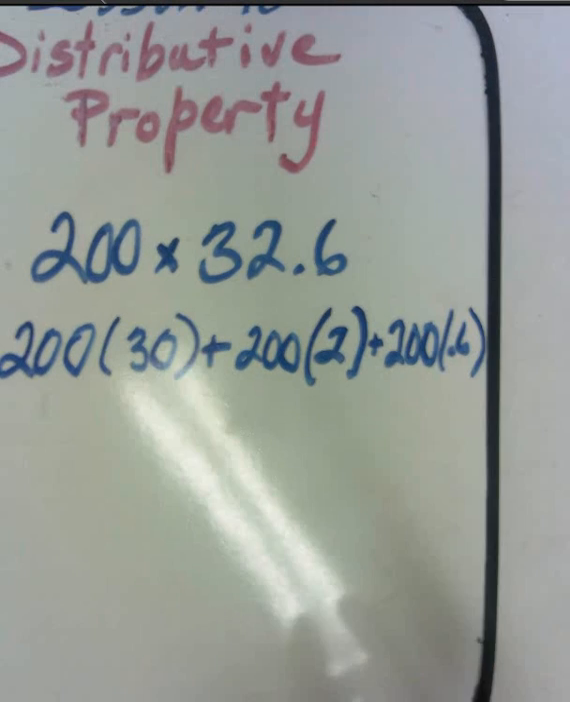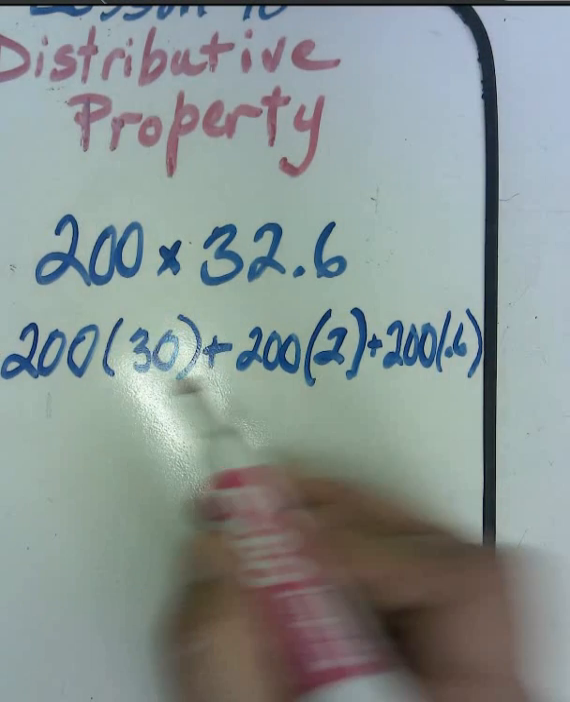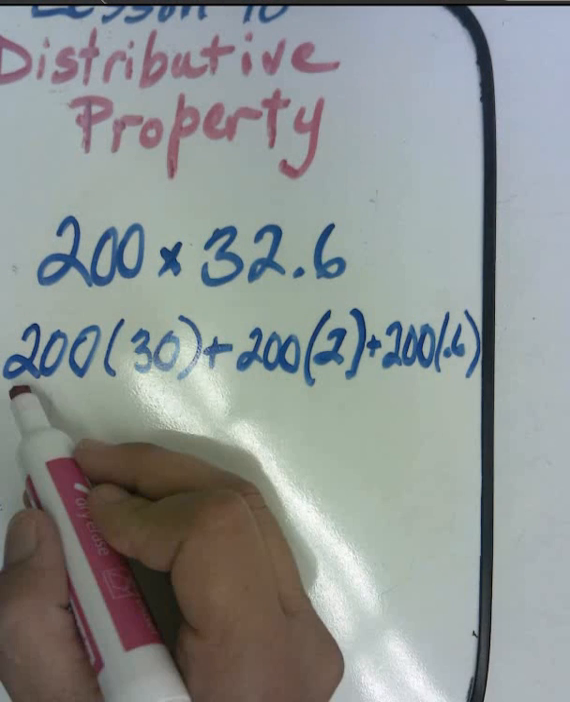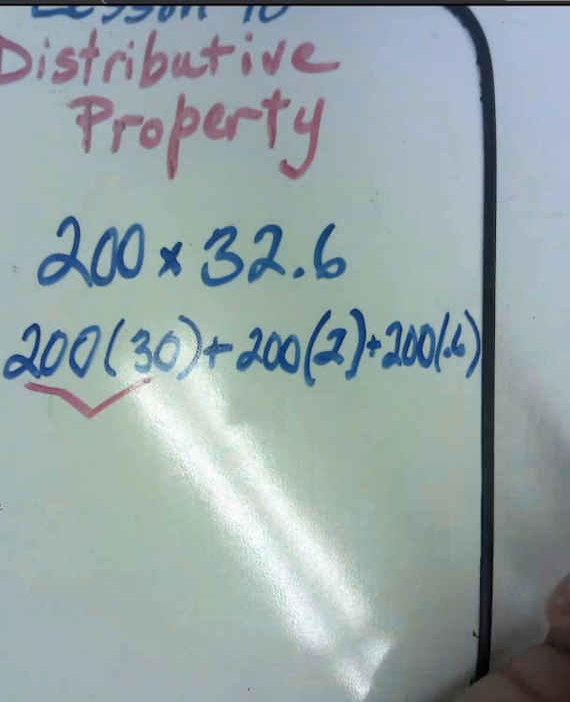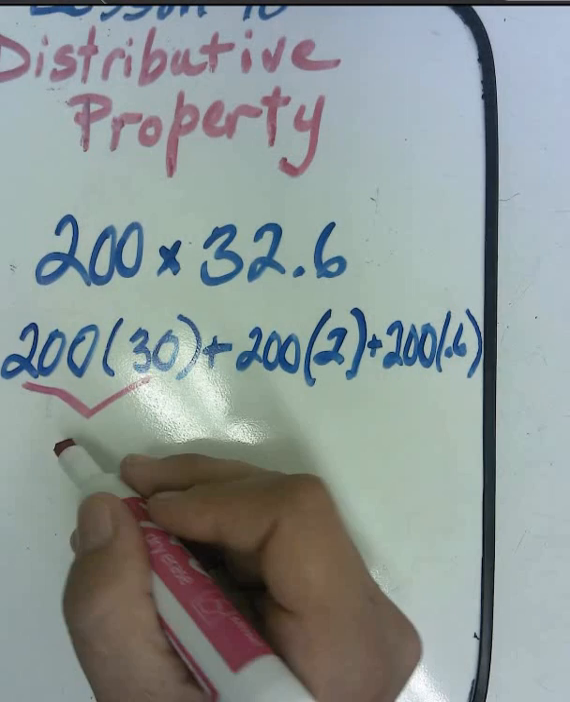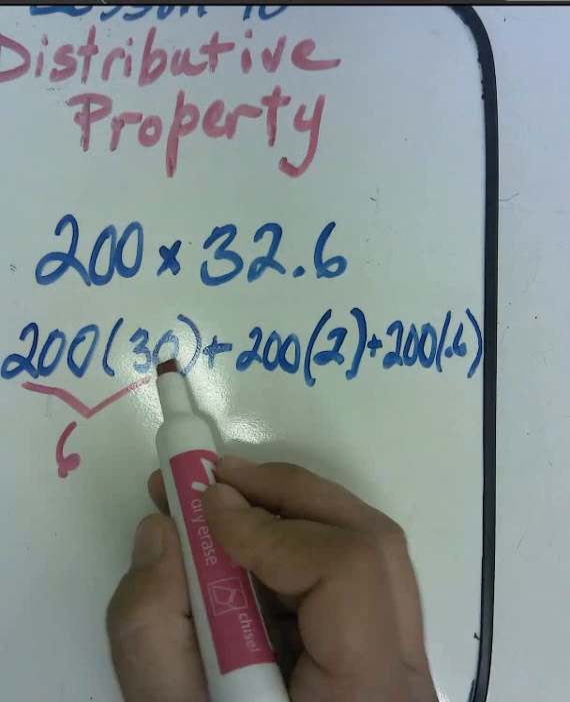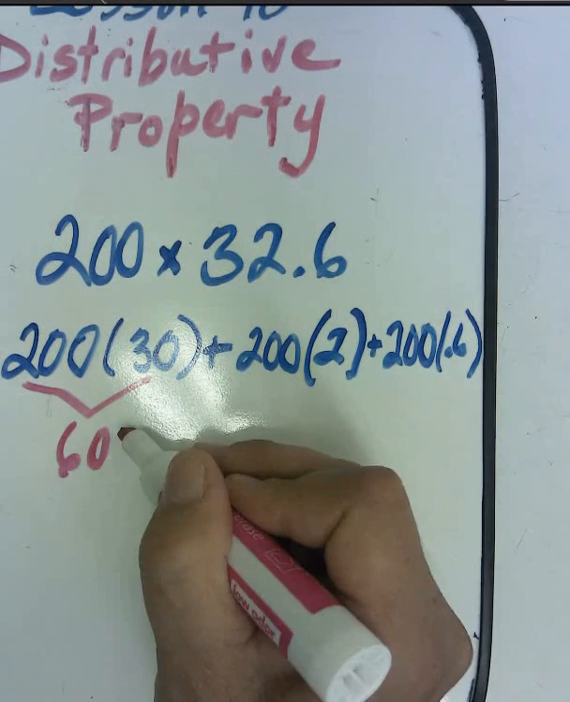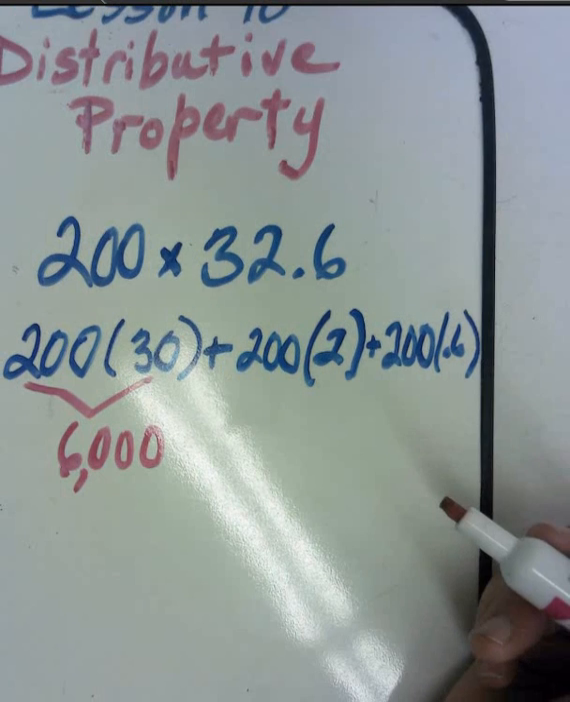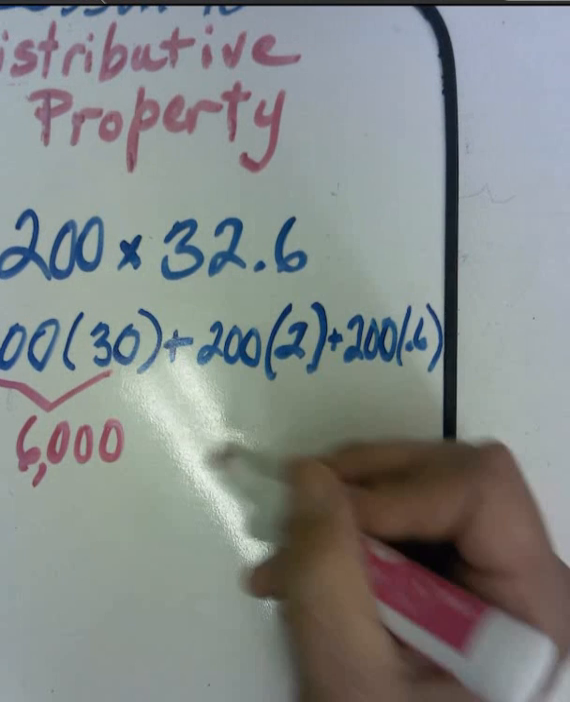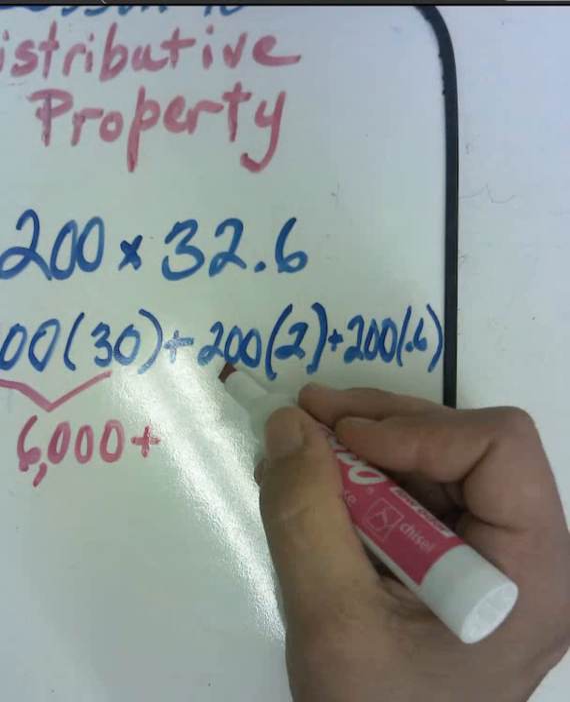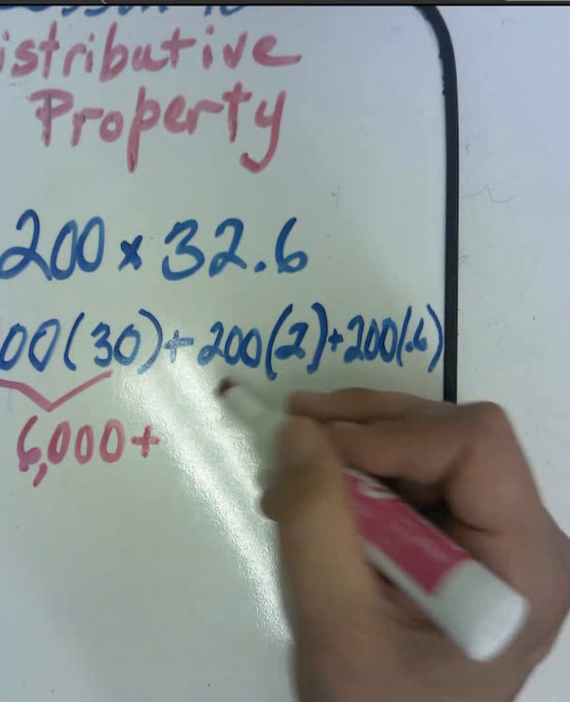So if we look at this, we know that 200 times 30 is, the trick is, if you know what 2 times 3 is, it's 6, and then you need 3 zeros in your answer. Okay, so we've got 6,000 there. Plus, I'm going to bring the addition symbol down, plus whatever 200 times 2 is, and I know you all know that. Okay? I'm going to bring my addition symbol down.